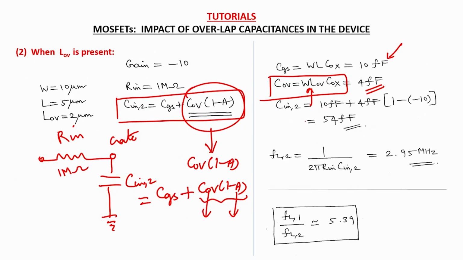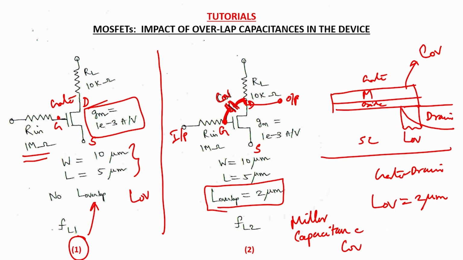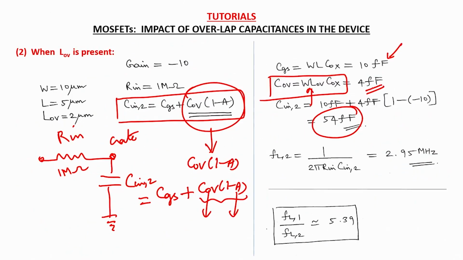So when you plug in values, you can find that the total capacitance at the input is nothing but 54 femtofarads. So you see that due to this Miller effect, a COV of 4 femtofarads gets amplified and reflects as this much of capacitance at the input terminal. So the effective total capacitance is 54 femtofarads for this amplifier configuration.